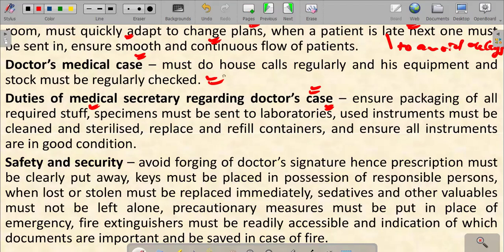Used instruments must be cleaned and sterilized. That is also to keep the place clean. Replace and refill containers and ensure all instruments are in good condition. We are talking about the safety of the workplace with regard to the doctor's case, which the medical secretary must be able to take note of.